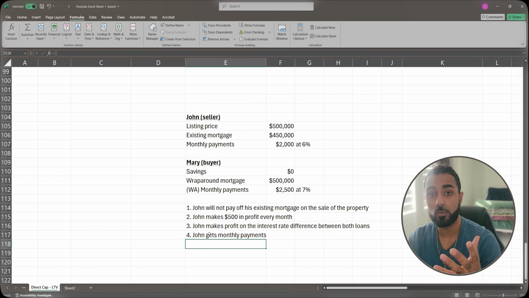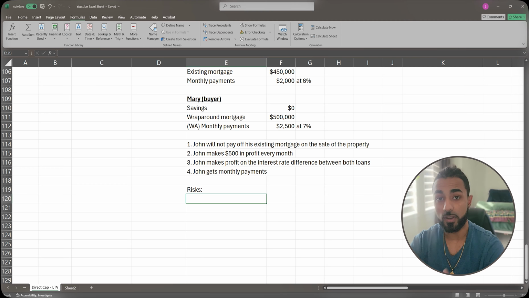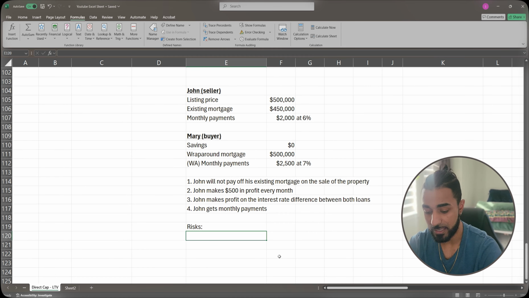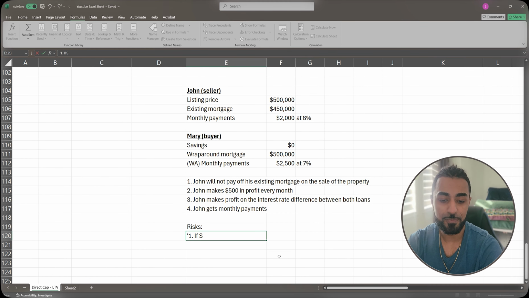So that is essentially what the wraparound mortgage looks like. Okay, so let's look at some of the risks now involved with this itself. Like we talked about in terms of benefits, John is making money, he's making profit, he's making monthly income, and the buyer gets an alternative way to get money, and potentially it's a little bit faster or a little bit easier. It could be, right? So now if we look at the risks, risk number one is if Mary stops paying John, John still owes $2,000 every month to the bank, right?